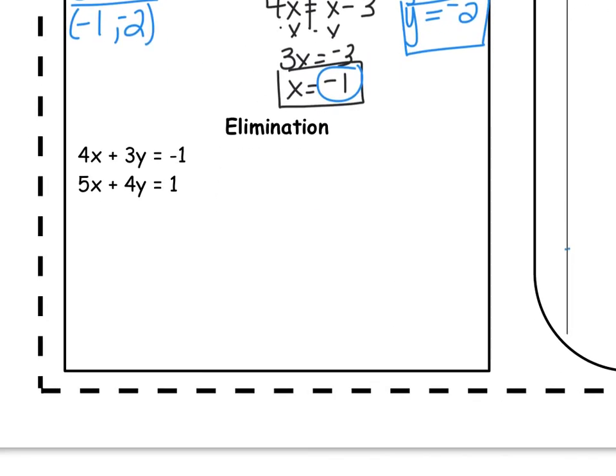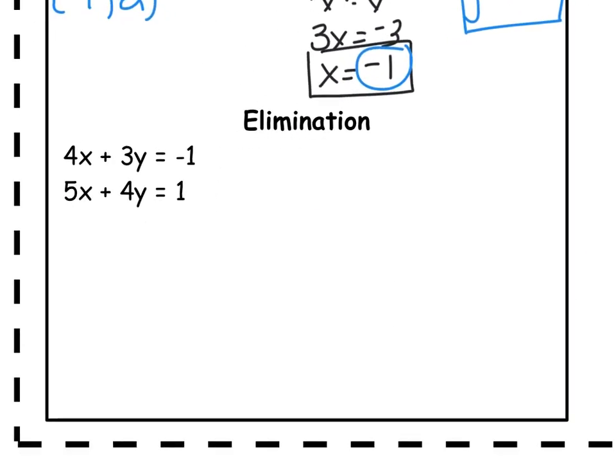Next one is elimination, and elimination just means to get rid of either the x or the y variable and then solve for the other one. And again, we did this one on a warm-up just recently. So we have to look at the coefficients of x and the coefficients of y, and we need to change them so that they're the same. We can either eliminate the x variable or the y variable. I'm going to go ahead and eliminate the x.